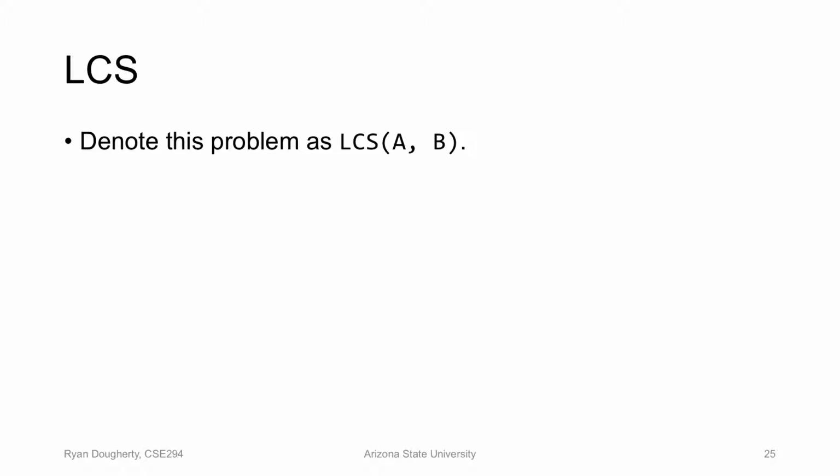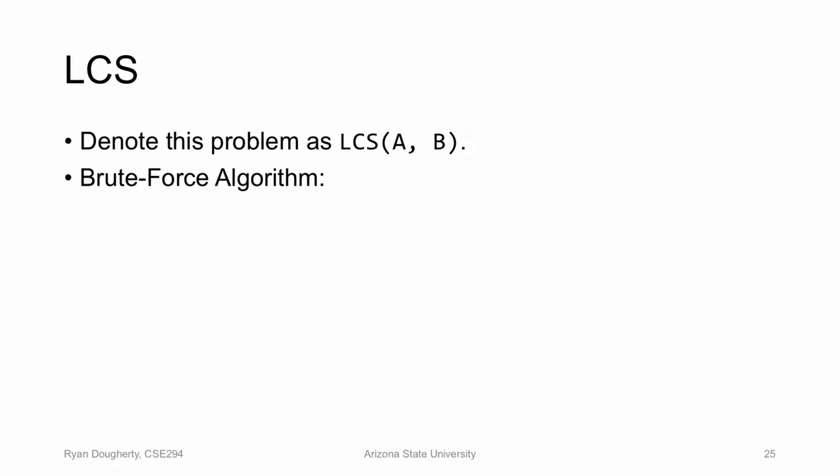All right, so the problem I'm just going to denote as LCS of A and B, because I don't want to write longest common subsequence over and over. So A and B are strings, and I want to find the longest common subsequence between them. All right. So what would a brute force way of doing this be?